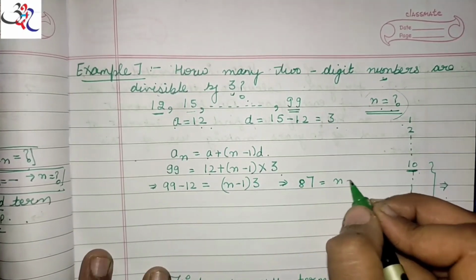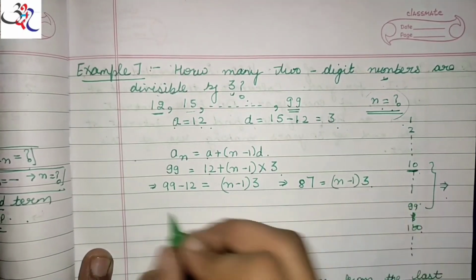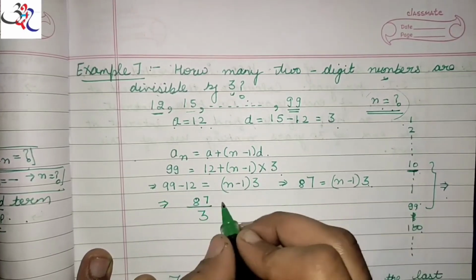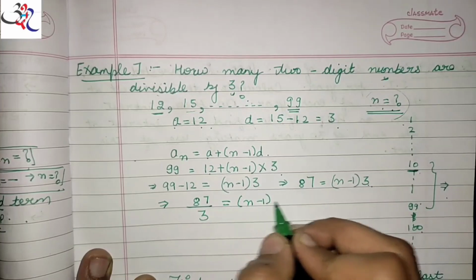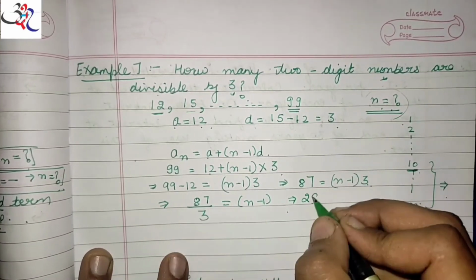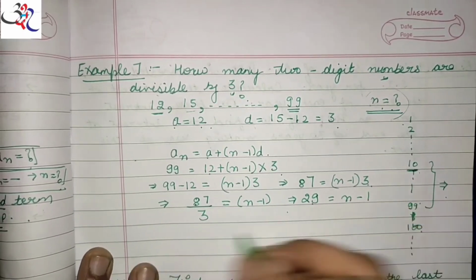9 minus 1 is equal to 8, which is equal to (n minus 1) into 3. So I will get 87 divided by 3 is equal to n minus 1. So I will get my answer as 29 is equal to n minus 1.